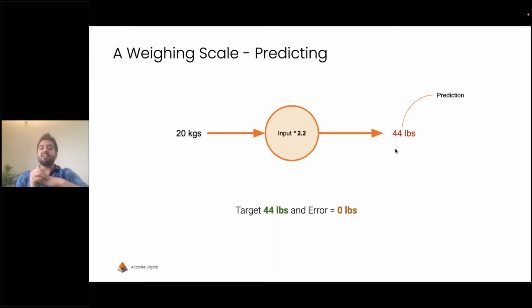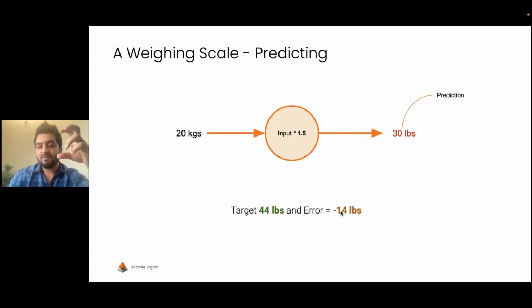So what we really need to know here is that we are looking at something called error. If you notice, right now the error is 0 because the guess is exactly the same. But if you look at the previous slide, when it was 2.5, the error was 6. And if you look at the previous slide again, the error was minus 14. So there was some fluctuation in the error which we were not accounting for when we were guessing, because we were just making a wild guess.